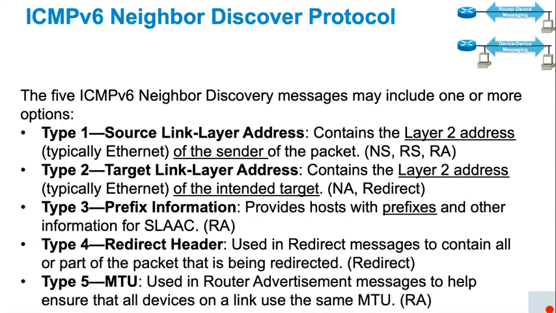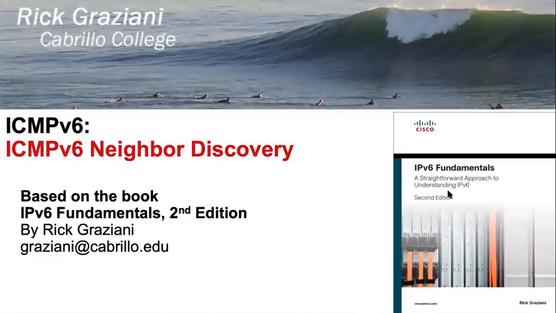Okay, type 5 is MTU. This is information in the neighbor discovery message that contains the size of the MTU of the link. So the router advertisement does that. It says this is the MTU of the link that you are on. Okay, so we will take a look at all of those in more detail in the following videos.